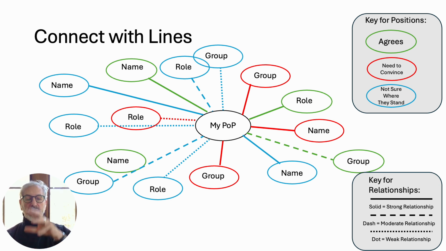Now, interestingly, this gives you a pretty decent lay of the land, as we said initially. You can strategize with a map like this. You kind of know where people stand and you kind of know how close you are to them. And that can get you really moving on your strategy.